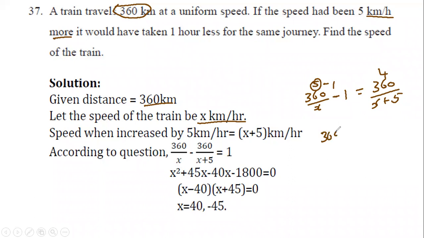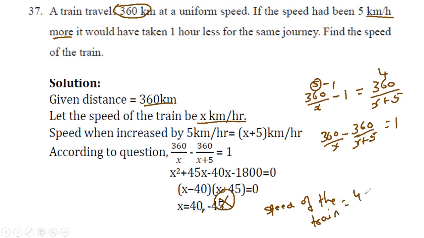When you solve this, you will get 360 divided by x minus 360 divided by x plus 5 is equal to 1. Now simplify this and factorize. You will get x is equal to 40 and minus 45. Minus 45 won't be considered. Then the speed of the train is 40 kilometers per hour. You need to write this. Next question.